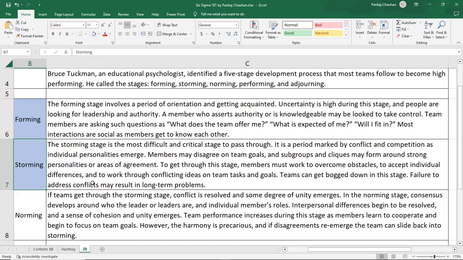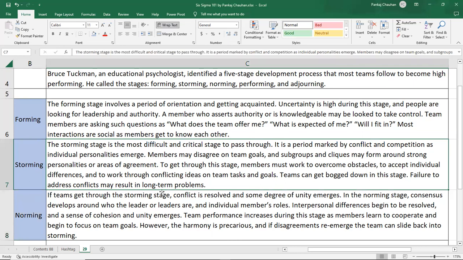Now, the third stage is the norming stage, when the conflicts and everything we have seen in the storming stage are normalized and we are ready to work. When the team gets through the storming stage, conflicts are resolved, and some degree of unity emerges. People have agreement now. Before, in the storming stage, they were having disagreement with each other. Now people start understanding and they have agreement related to work.